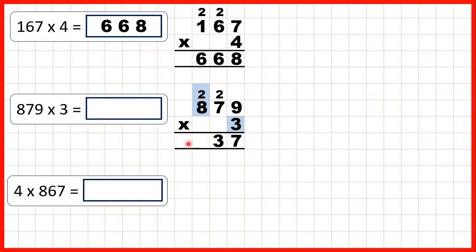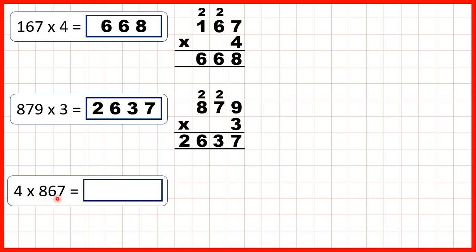Now this time we can just write the 26 in our answer line, even though it's a 2-digit number. And that's because we don't have any more digits to multiply. We don't have a 1,000 digit, so we can just write our 26 in our answer. So that's 2,637.